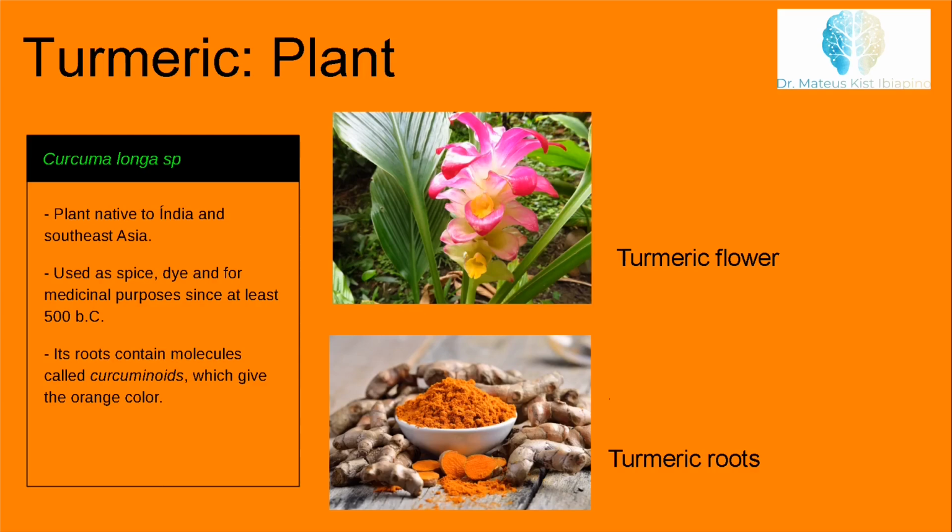And here we have a picture of the turmeric flower, some of the leaves of the turmeric plant, and here we have a photo of the roots of the turmeric. And the roots of the turmeric contain molecules we call curcuminoids. These molecules give the orange color to the root. If you notice that this root is very similar to ginger, this is not by chance. They belong to the same scientific family. That's why their roots are so similar. But in the roots we have some molecules that we call curcuminoids.